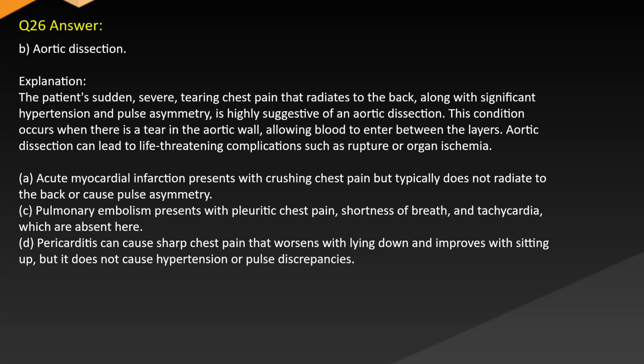A. Acute myocardial infarction presents with crushing chest pain, but typically does not radiate to the back or cause pulse asymmetry. C. Pulmonary embolism presents with pleuritic chest pain, shortness of breath, and tachycardia, which are absent here. D. Pericarditis can cause sharp chest pain that worsens with lying down and improves with sitting up, but it does not cause hypertension or pulse discrepancies.